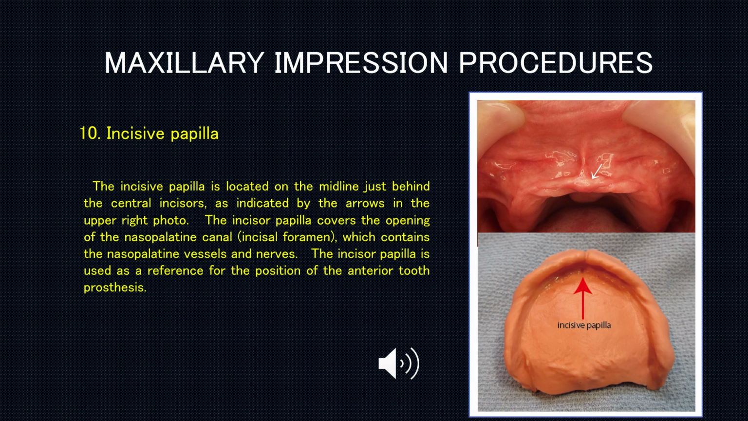10. Incisive papilla. The incisive papilla is located on the midline just behind the central incisors, as indicated by the arrows in the upper right photo. The incisive papilla covers the opening of the nasopalatine canal, incisive foramen, which contains the nasopalatine vessels and nerves. The incisive papilla is used as a reference for the position of the anterior tooth prosthesis.